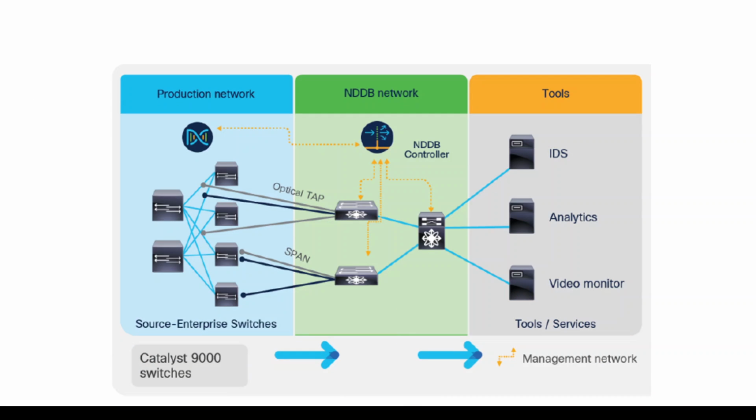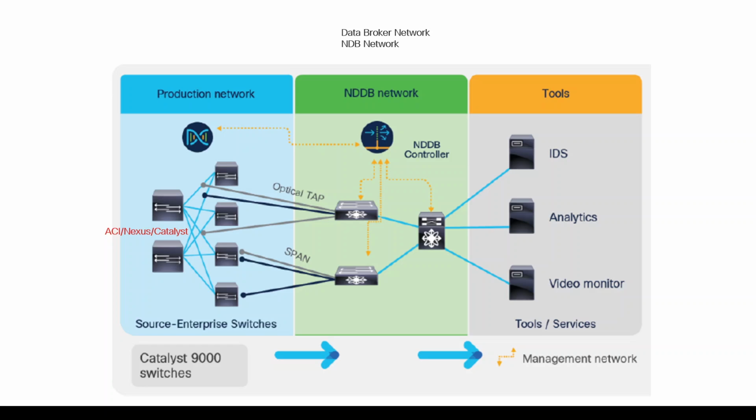All right, so now to the service capabilities and architecture. We kind of covered a summary of this already, but I want to go into a bit more detail. On the left, in blue, we have the production network, which can consist of ACI, Nexus, or Catalyst switches. Notice the label at the bottom, Source Enterprise Switches. In the middle, in green, we depict the Nexus Dashboard Data Broker Network, or what we refer to as the NDB network. It depicts a bit more than that, but we'll discuss that in a moment.